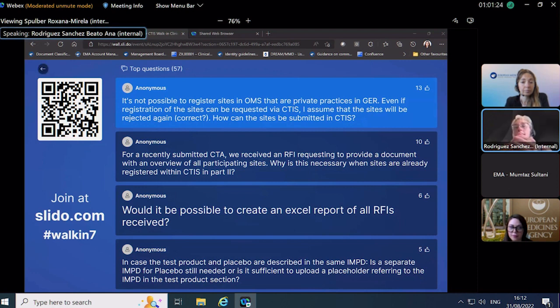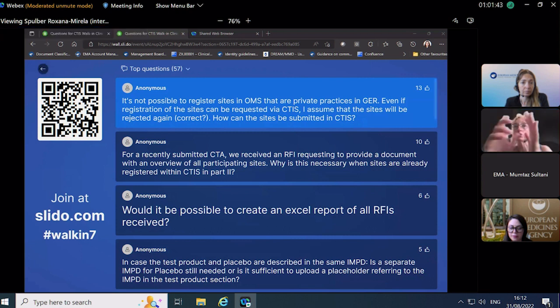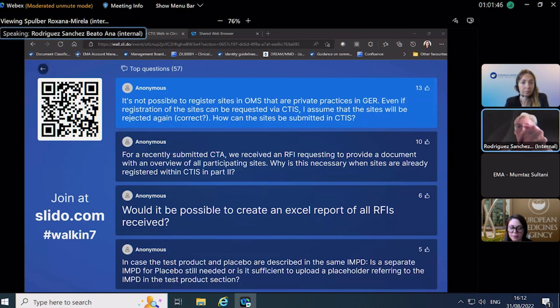So now what we plan to do is to switch off that connection with OMS. In that sense, you will register your site in CTIS, and therefore you will not have problems anymore in the case this practice cannot be registered in OMS. However, the switch off will not apply to the sponsor. If you are going to create a clinical trial, as you know, you need to select the sponsor, and therefore the information on the sponsor will always go to OMS. And here is where you may have issues as well.